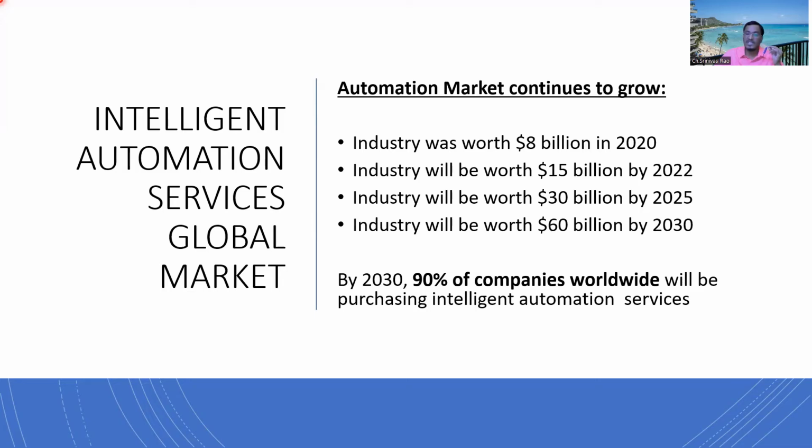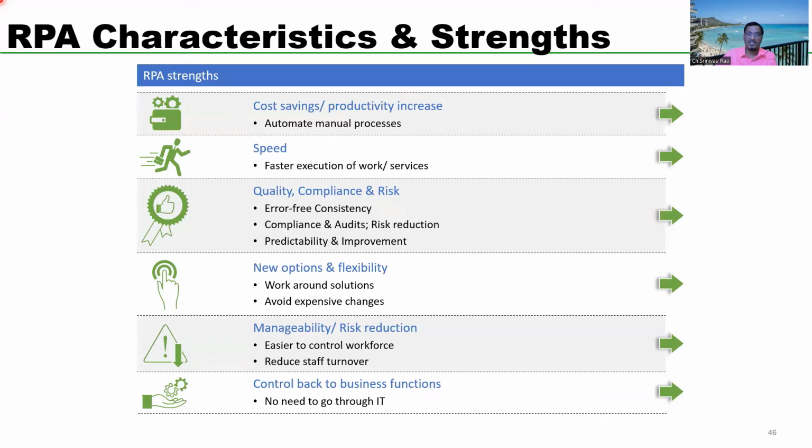And by 2030, 90% of the companies worldwide, in any way, are going to implement RPA or automation or intelligent automation. They are going to implement it. That's the kind of market for RPA. These are not numbers given by famous researchers; these are numbers I am presenting. Okay.